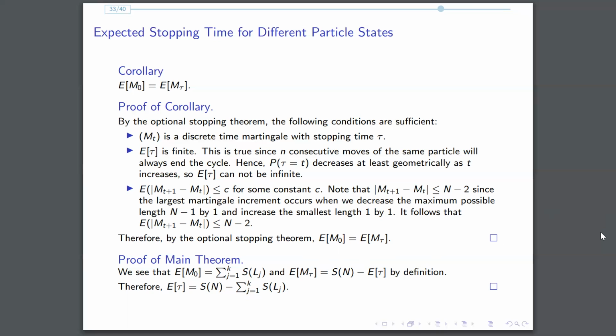And with that corollary, it is very easy to prove our main theorem. Note that at time 0, we have our original lengths L1 to Lk. So the expected value of M0 is the sum from j equals 1 to k of S(Lj). And note at time tau, which is the stopping time, there's only one particle left, so L1 equals n. So the expected value of M tau is just S(n) minus the expected value of tau by definition. Therefore, the expected value of tau is as below, and our theorem is proved.